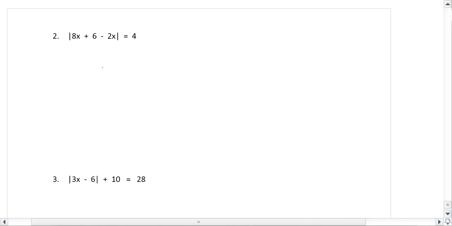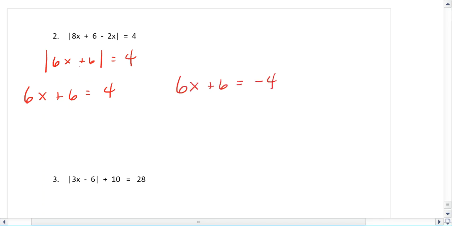All right, let's look at example 2. Now in this example, we actually do have some combining to do inside the absolute value. 8x minus 2x is 6x plus 6. And now this absolute value is isolated, so here's where we stop and double our work. We set this equal to a 4 because the absolute value of 4 is 4. And we set this equal to a negative 4 because the absolute value of negative 4 is also 4. So here's where we get our two equations.